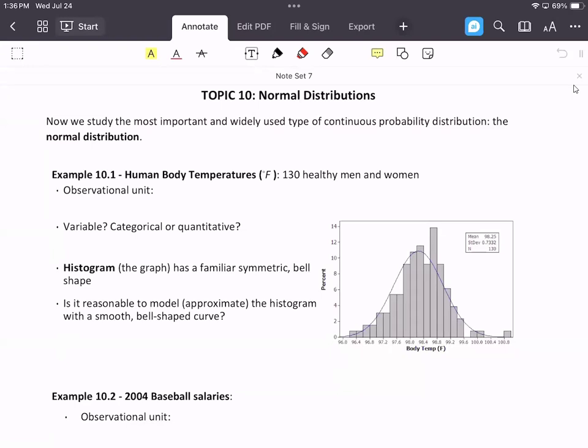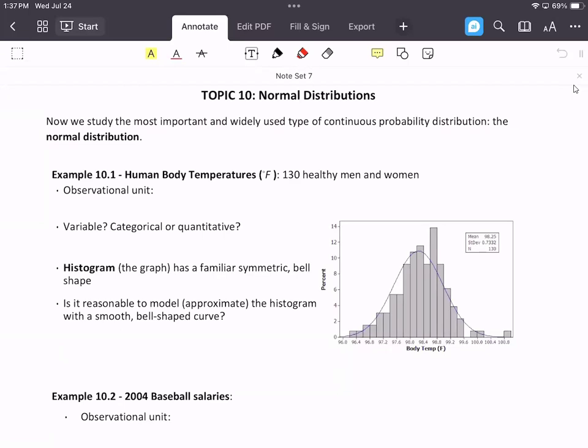So let's take a look at a couple examples first, and remember some things about quantitative data in general and observational unit, etc. So example 10.1, human body temperatures in degrees Fahrenheit. We have the data for 130 healthy men and women. Take a moment, fill in what the observational unit is, the variable, and then come back.